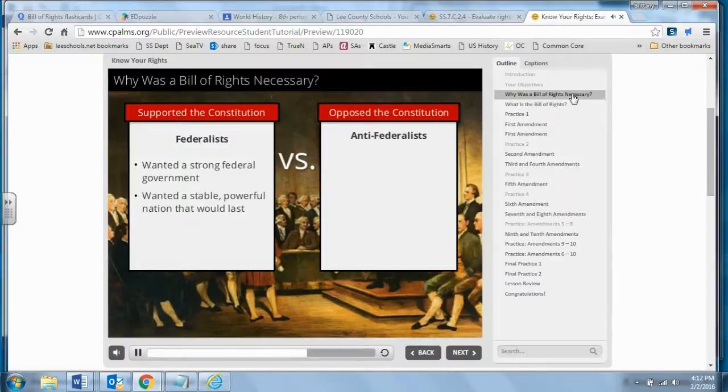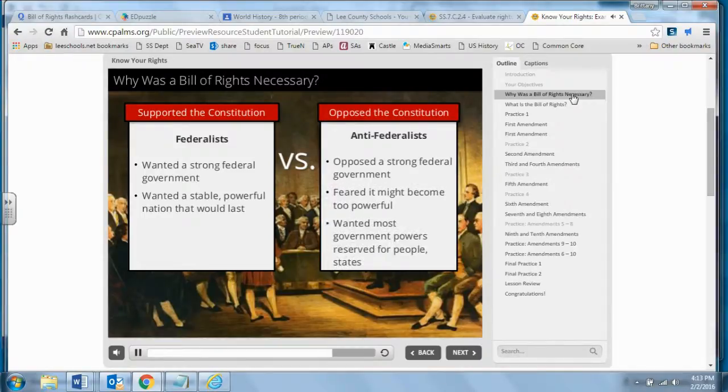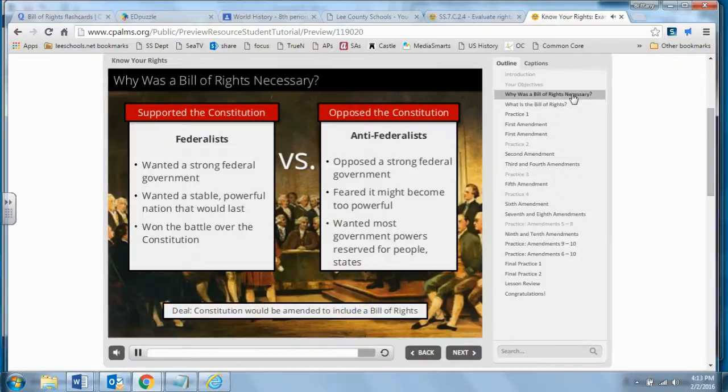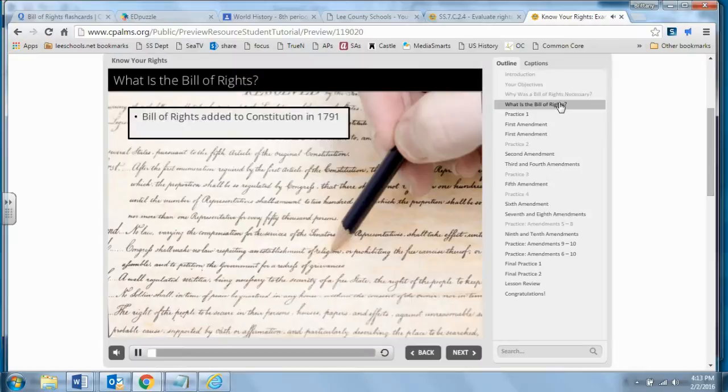This same approach concerned Anti-Federalists. They opposed a strong federal government because they feared it might become too powerful. They wanted most government powers reserved for the people and for the states. The Federalists won this battle, but in order to gain support for ratifying the Constitution, they struck a deal with the Anti-Federalist leaders. The new Constitution would soon be amended to include a Bill of Rights. The Bill of Rights was ratified and added to the Constitution in 1791, just 2 years later.